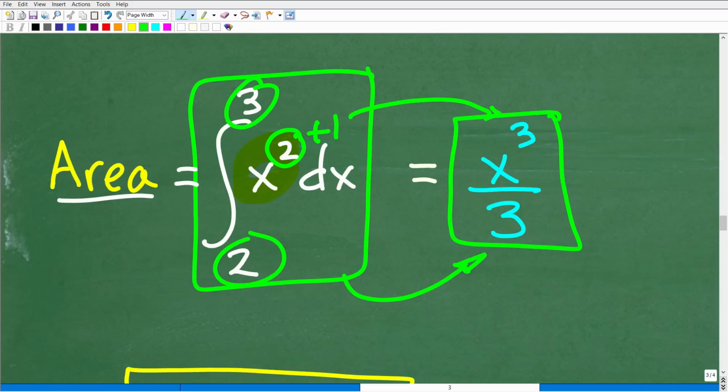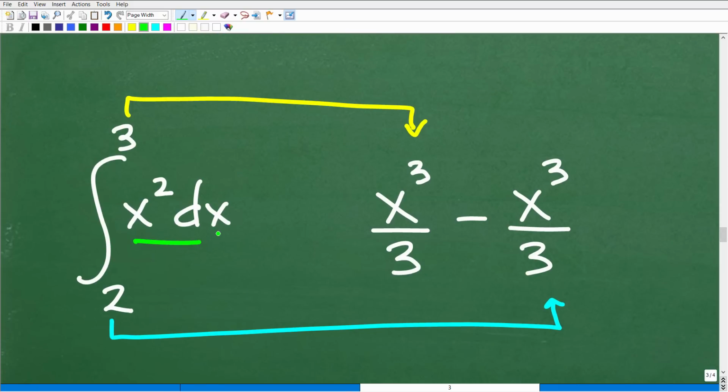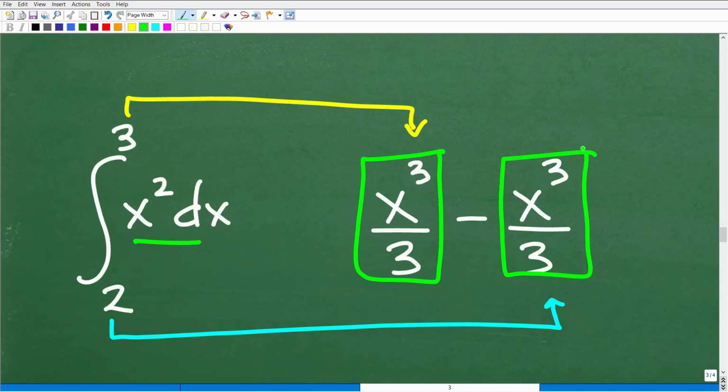So let's go ahead and calculate this right now. We're going to take this x cubed over 3, and let me go down here. Remember we just did this little integral thing. We're going to take this x cubed over 3 and subtract it from itself, but we're just going to write it this way.